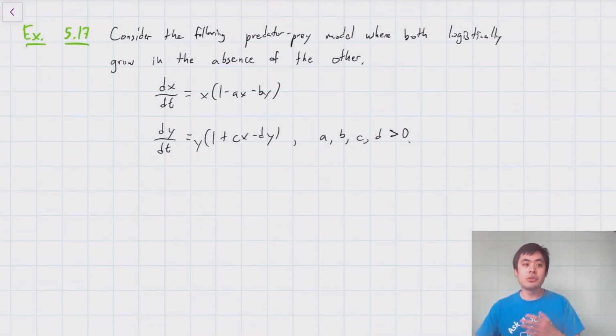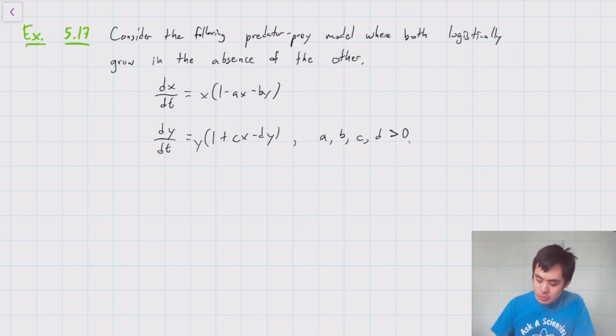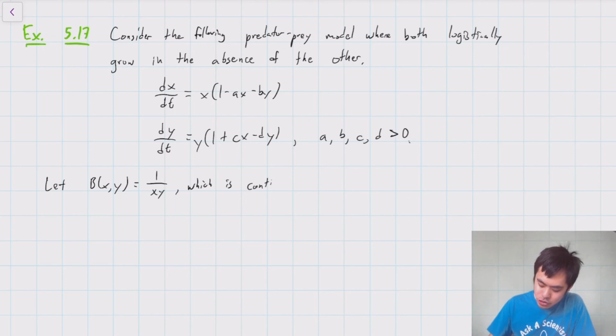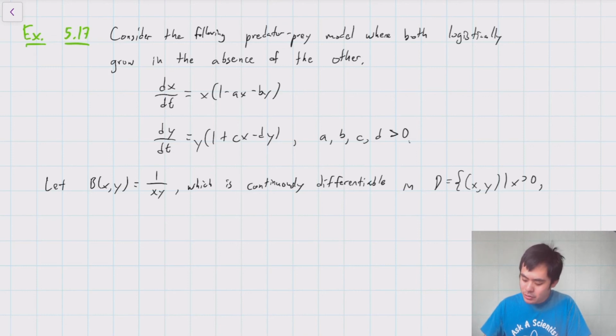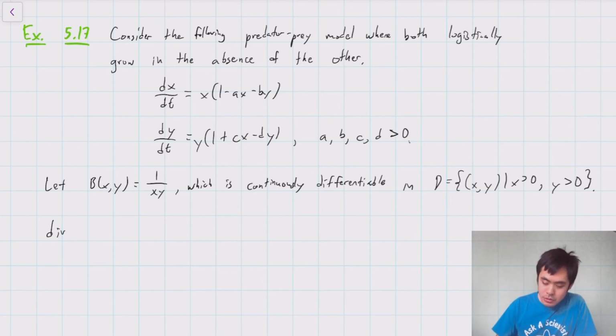And one of the things we're going to do is use Dulac's criterion, and we're going to define a Dulac function. Let B of x,y be equal to 1 over xy, which is continuously differentiable in the positive quadrant. So the domain D is equal to all points x,y such that x is greater than 0 and y is greater than 0.